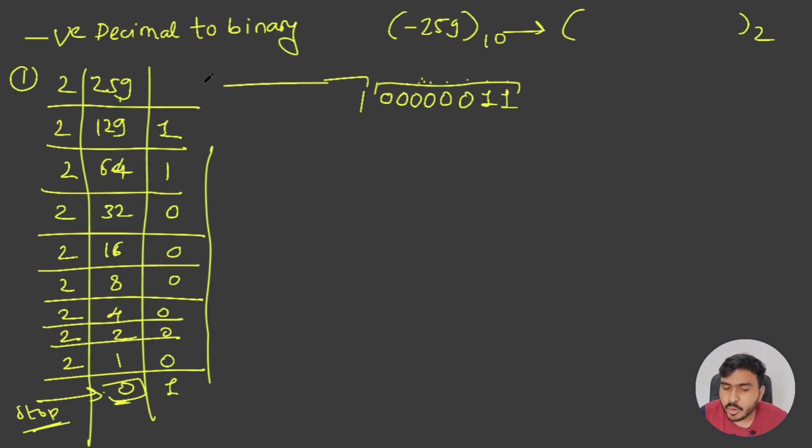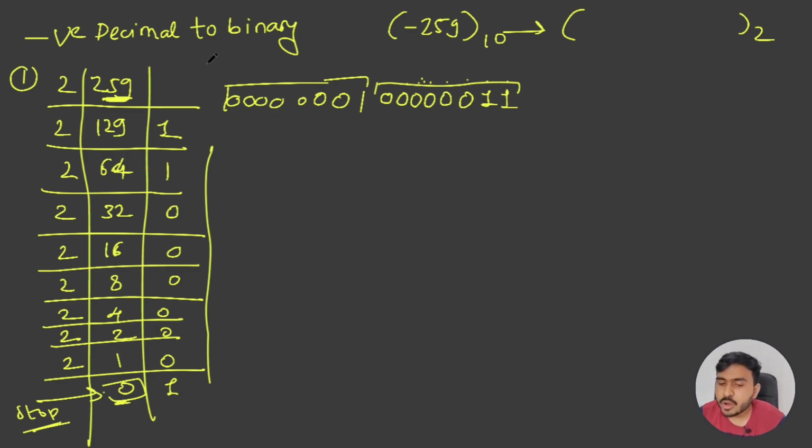As this is a positive number right now, we can add any number of zeros on the left hand side. How many zeros do we need to add over here? We need to add 7 zeros. So I'll write 3 zeros over here and then 4 zeros. Now we have added 7 zeros on the left hand side, so now we have two groups of 8 bits.